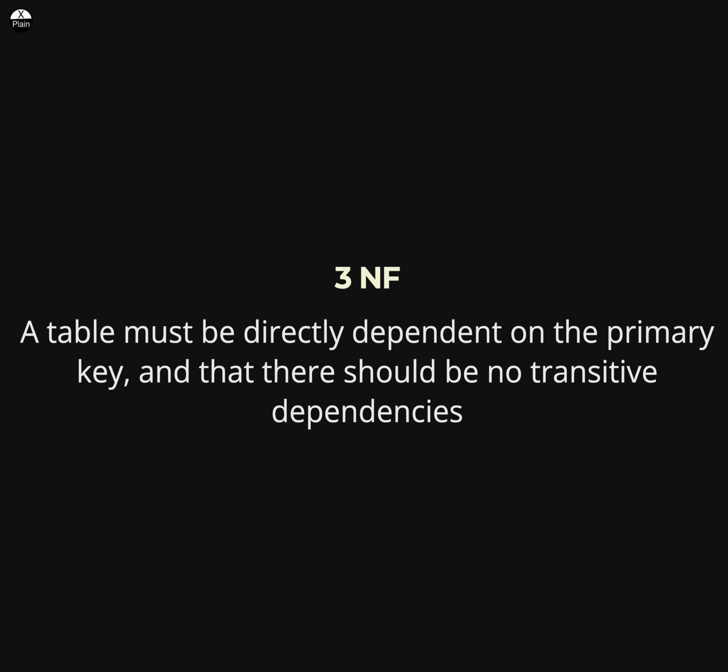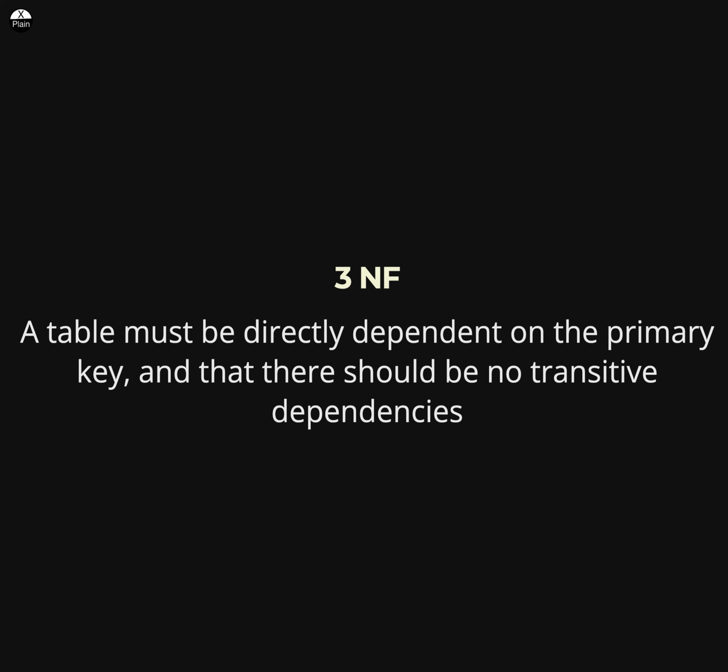Today we are going to talk about third normal form, part of database management system course. Third normal form is a property of a relational database design that specifies that all attributes in a table must be directly dependent on the primary key and that there should be no transitive dependencies in the table.